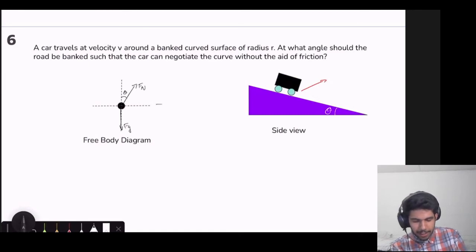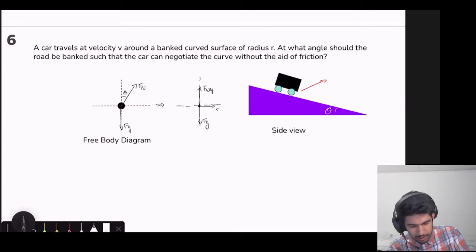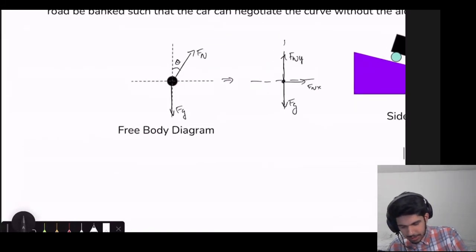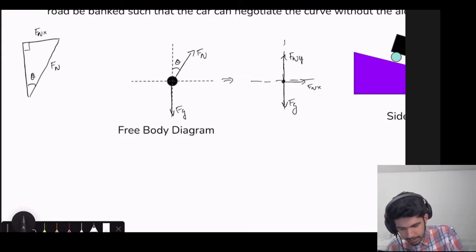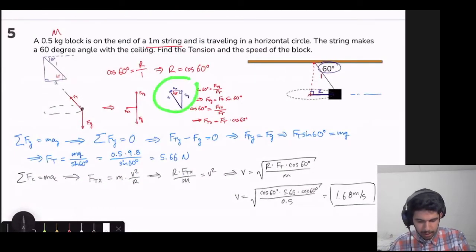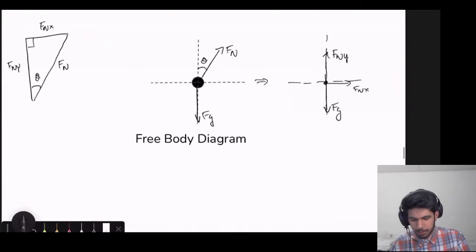And since we have Fn at an angle, we really want our free body diagram to have components. So we want to have Fg pointing downwards. We want to have Fn in the y direction and Fn in the x direction. To do that, we can use a little bit of trig. So I'm just going to go off to the side here and draw a little triangle, because we've seen this before. This is theta. This is Fn. This is Fnx. This is Fny. What I'm doing right now is very similar to what we did up here with tension. Now we're just doing it with the normal force.